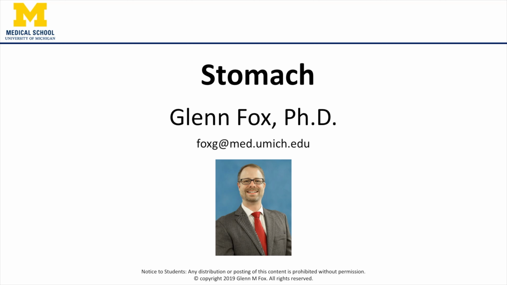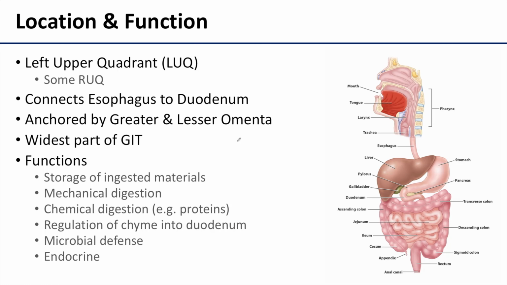My objectives for this video are for you to understand the relative location, gross anatomy, and neurovasculature of the stomach. The stomach straddles both the left upper and the right upper quadrants, although it's predominantly found in the left upper quadrant. It connects the esophagus to the duodenum, and it's anchored in place by both the greater omentum, which anchors from the greater curvature of the stomach, and the lesser omentum from the lesser curvature of the stomach.